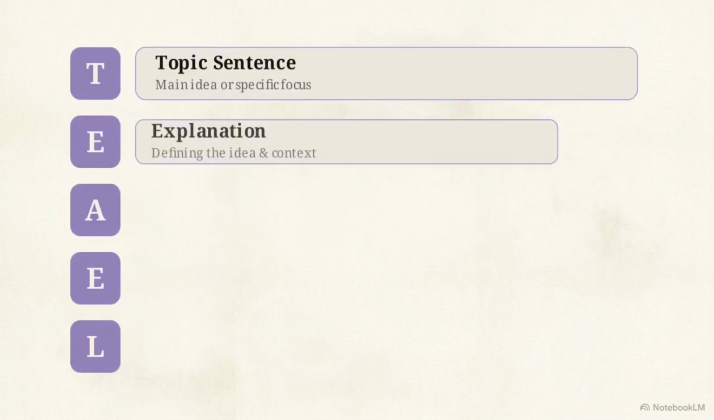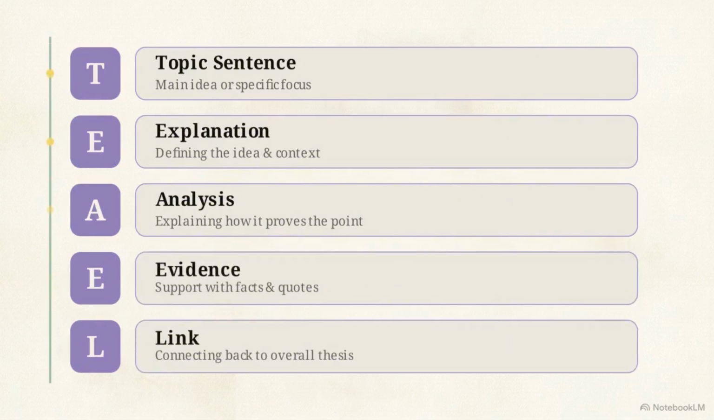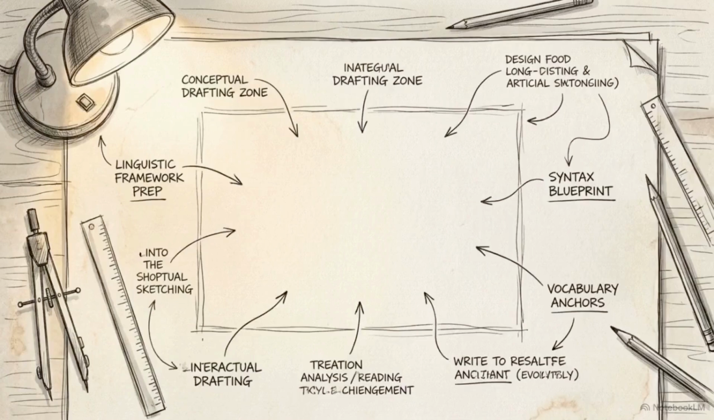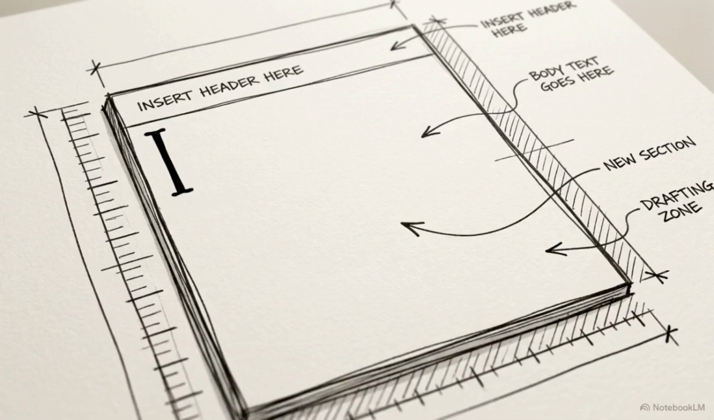This is the TEAL formula, a 5-step structural framework designed to align every sentence with the requirements of academic writing. To build a paragraph using this method right now, you'll need 3 things: your working thesis, one specific piece of evidence, and a blank document.